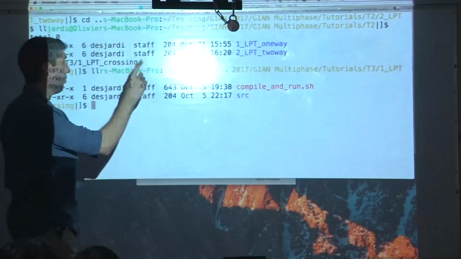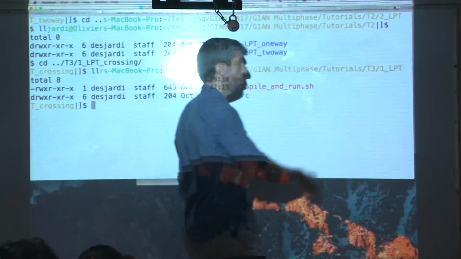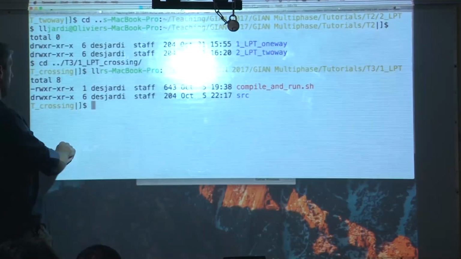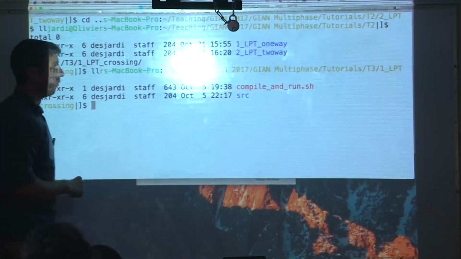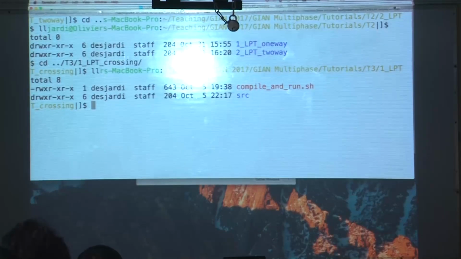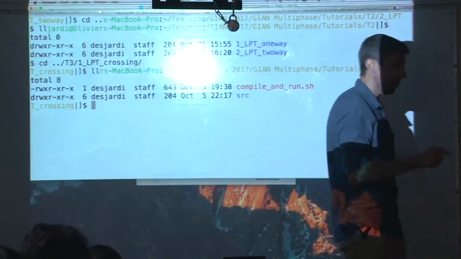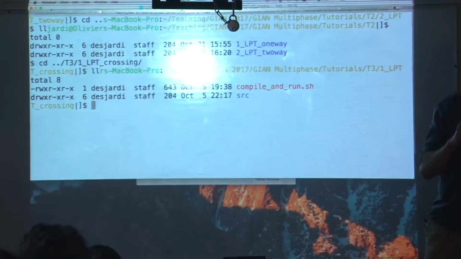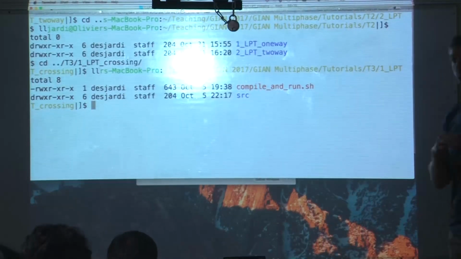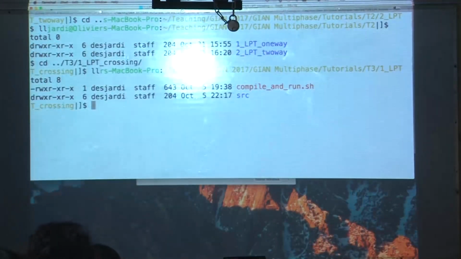If you go to the first directory, the one called T3/1_LPT crossing, this directory will contain the code that you looked at last time, in its one-way coupled form. So no source term feeding back on the particles. Probably the simplest Lagrangian tracking code that we've looked at.